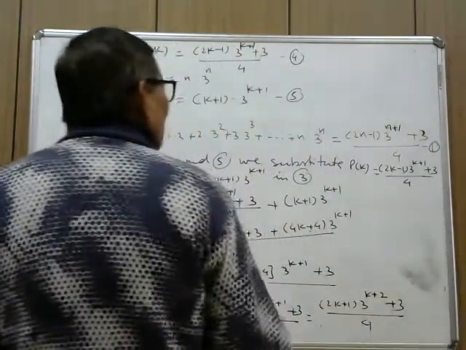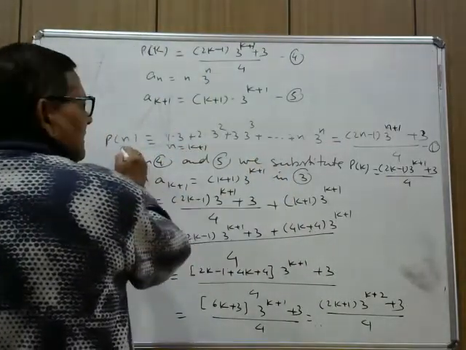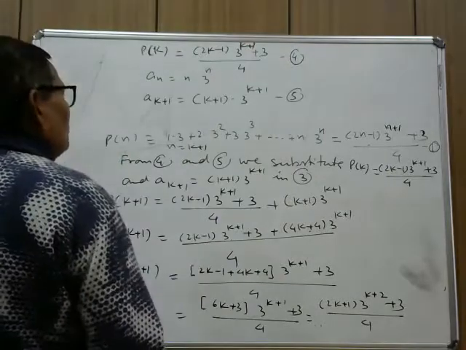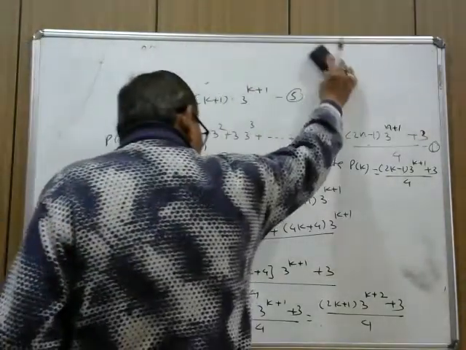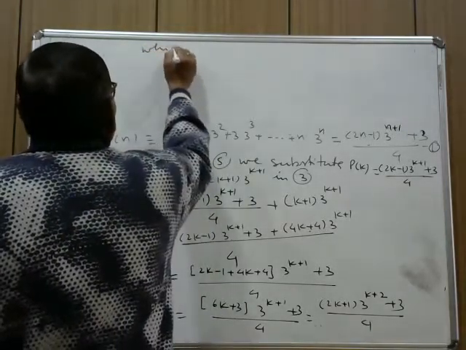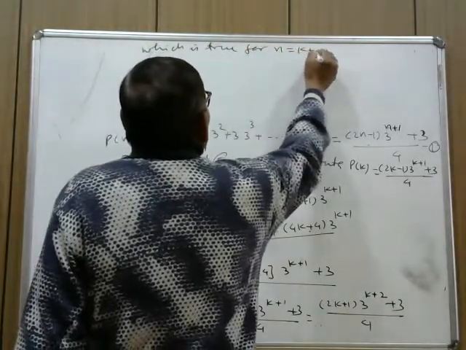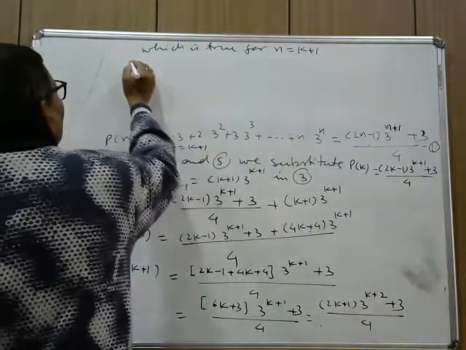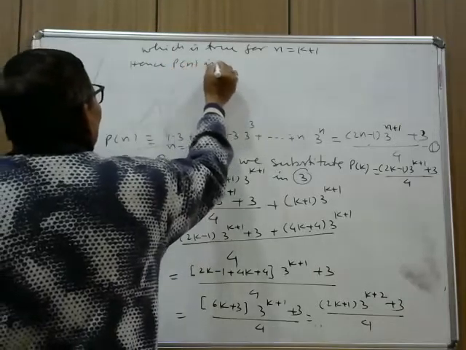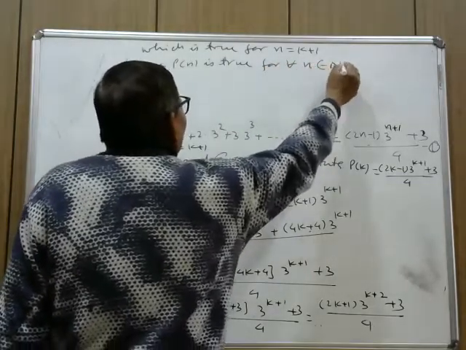So when you substitute n equals to k plus 1 in 1, when you take n equal to k plus 1 here, you will get the same terms. So you can write which is true for n equals to k plus 1. Hence Pn is true for each n belongs to N.